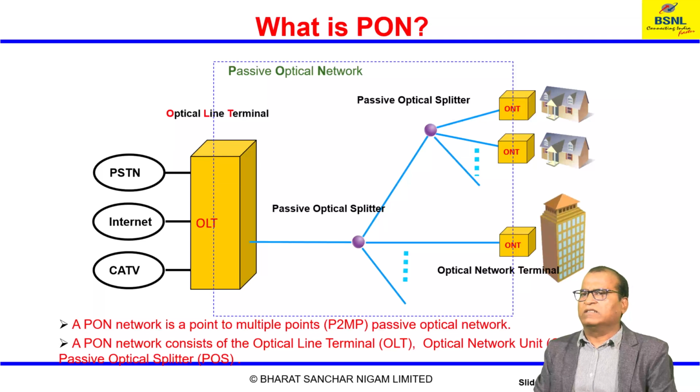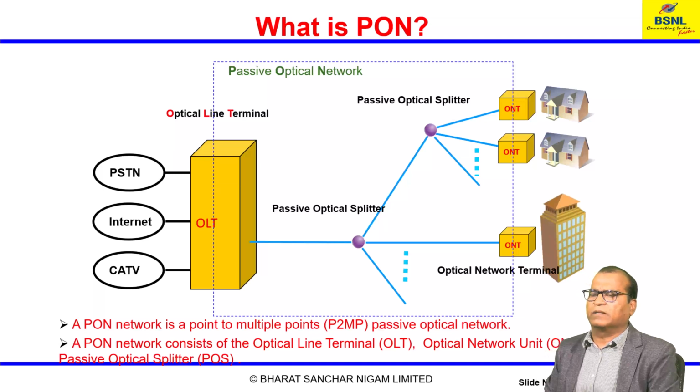So what is a passive optical network? In a passive optical network, there are three basic networking elements. One is the OLT, optical line terminal, which will be deployed inside the exchange, and another is the ONT, optical network terminal, which will be deployed inside the house, like a modem. And between OLT and ONT, there is the splitter, the third network element.